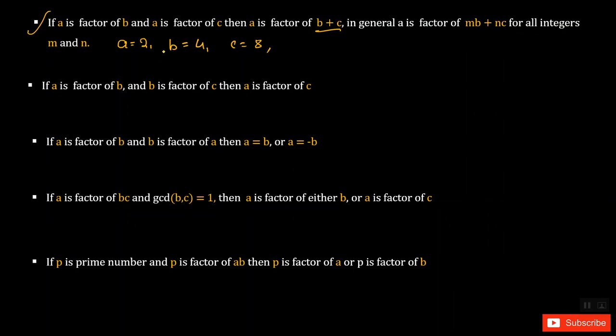Then A is a factor of B plus C, which means A can also divide the sum of B and C. So we can say 4 plus 8 is 12. So A is a factor of 12 also. That is the meaning of this statement. In general, A is a factor of any multiple of B plus any multiple of C. Right? So this is the meaning.